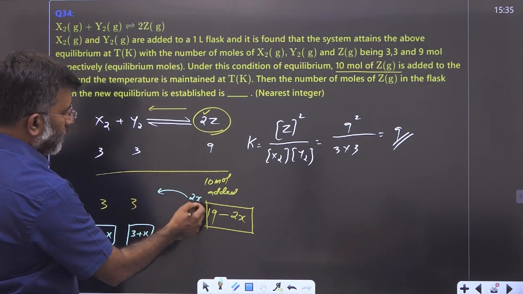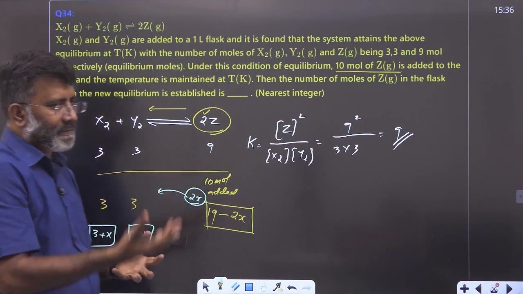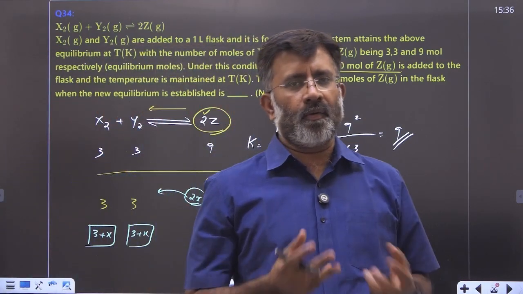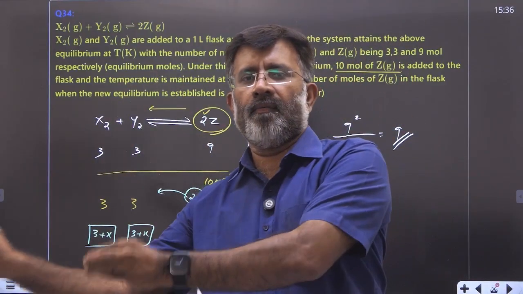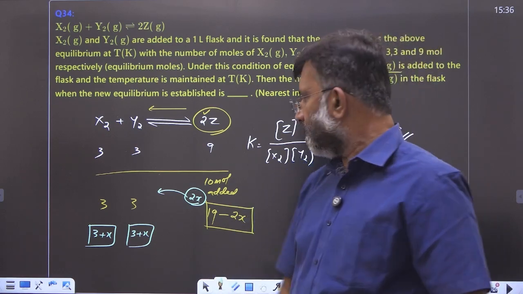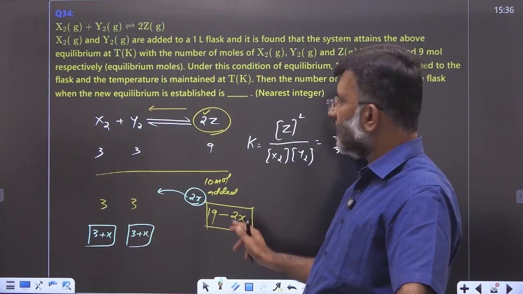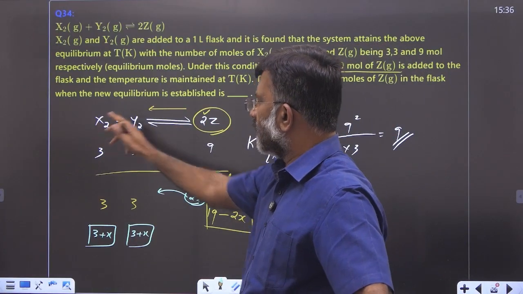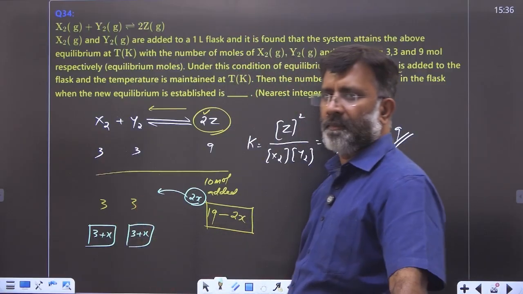So out of that extra 10 mole added, imagine 2x quantity converted to left side. So the remaining quantity for Z will be 19 minus 2x. When 2 mole react, you get 1 mole. When 2x react, you get x. Here it will be 3 plus x, 3 plus x.